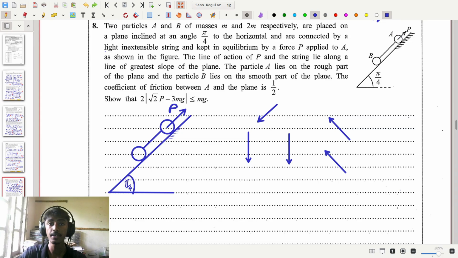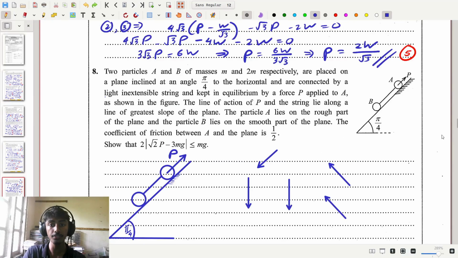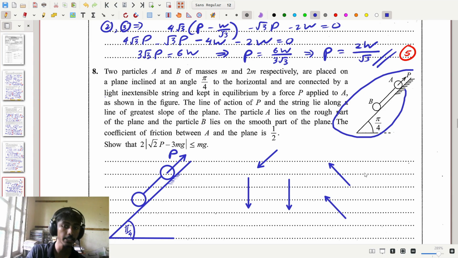Now after that, given all of this information, they finally ask us to show that 2 times the modulus of root 2 P minus 3mg is less than or equal to mg. Now, to start off this question, before we derive any equations, we need to mark all of the forces that are not marked in this diagram that are applied to the particle A and the particle B.